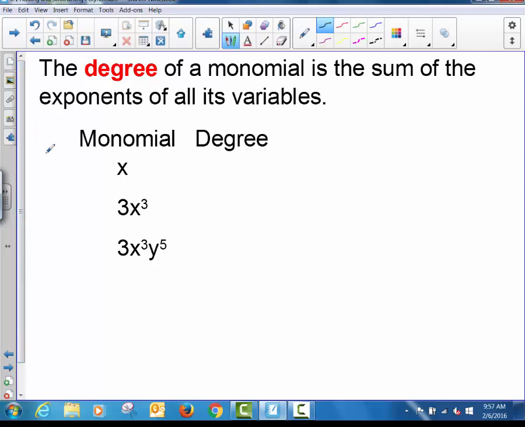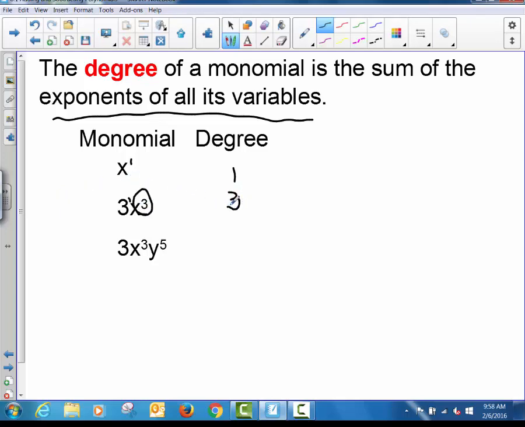All right, the degree of a monomial is the sum of the exponents of all its variables. So we've got this monomial here of x. Remember, the exponent there is a 1, so the degree is a 1. Over here, we've got a 3 and an x to the 3rd. Now the exponent with the 3 is a 1, so you might be tempted to say the degree of the monomial is 4 because you'd add 3 plus 1. But it's only the exponents of all its variables. It does not include the exponent that goes with the number. So that means that this is just a 3.